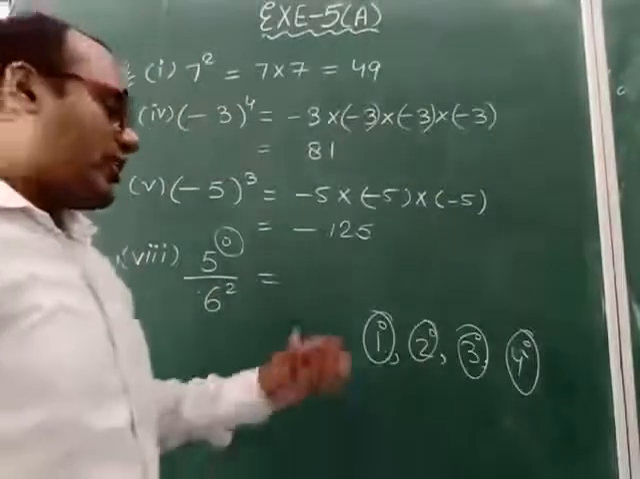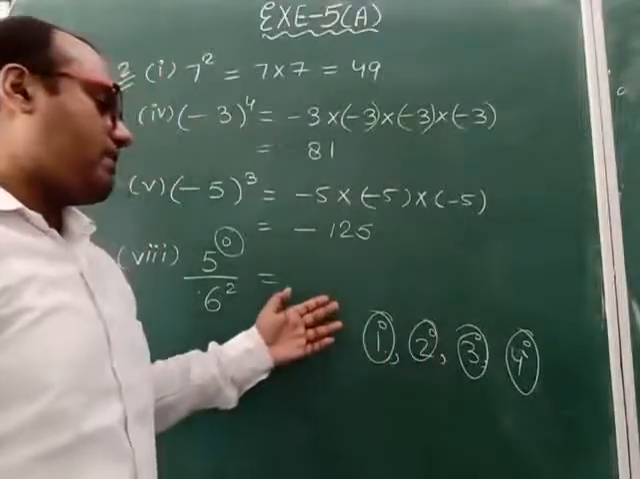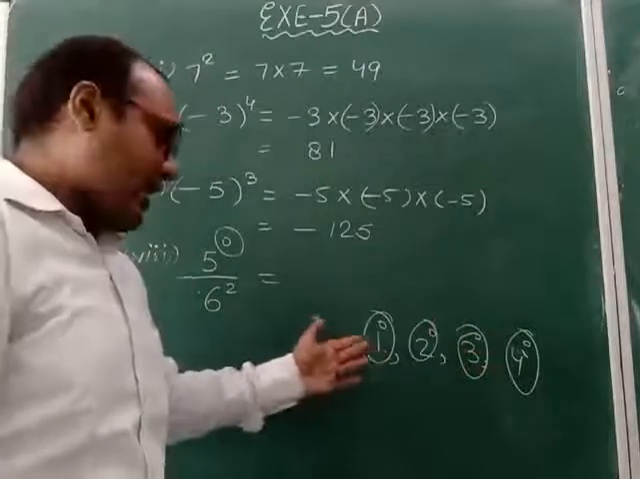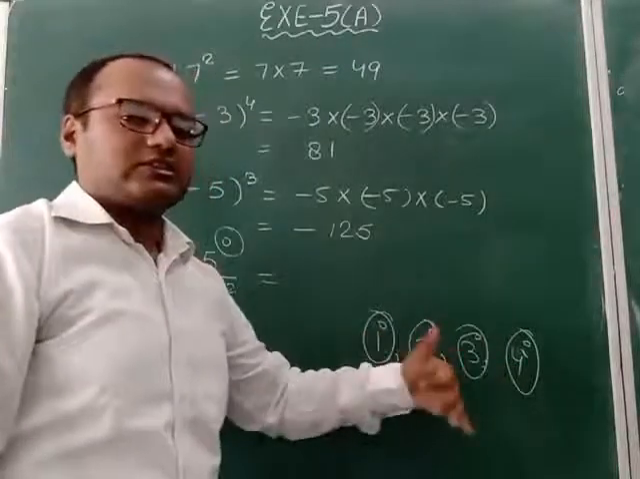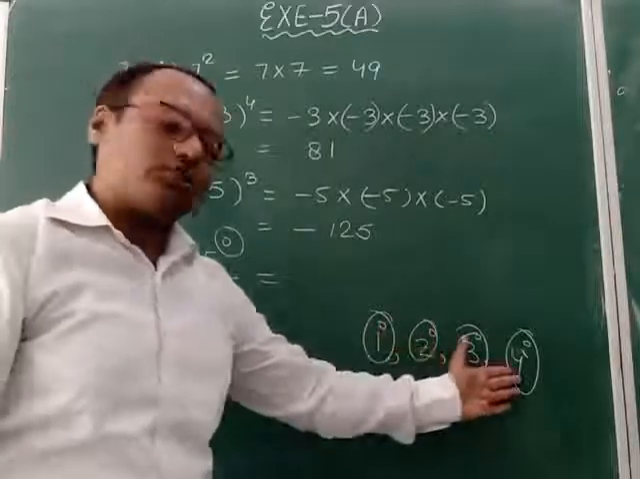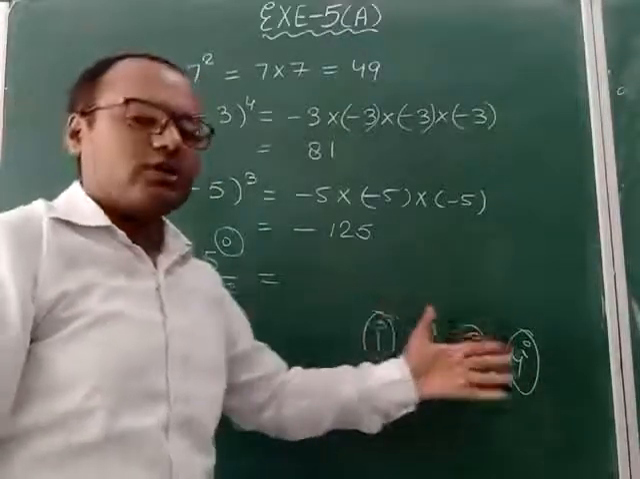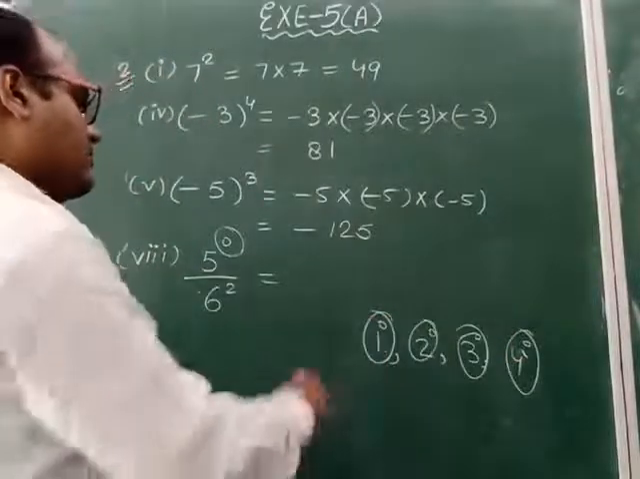So you have to remember here, if the power is 0, any non-zero number with power 0, these all are non-zero numbers. If any non-zero number has power 0, then in that case your answer will be 1.